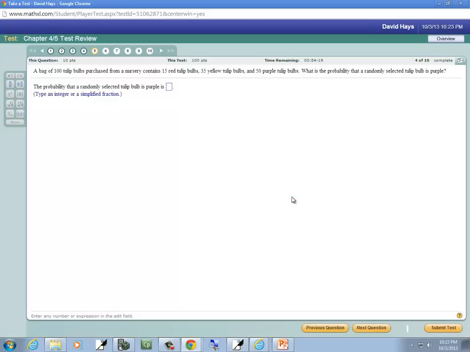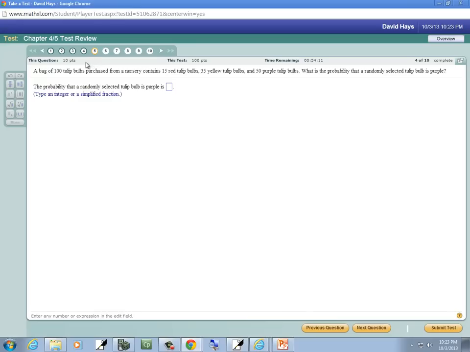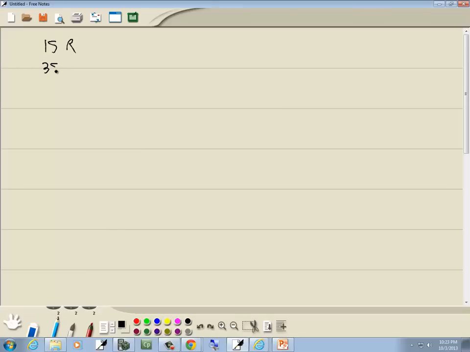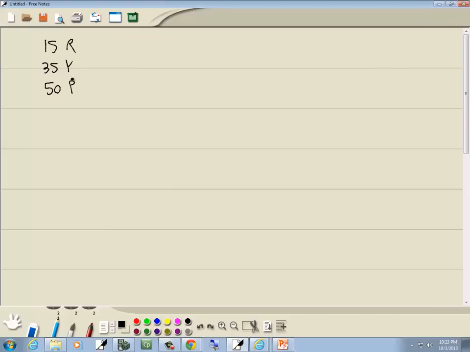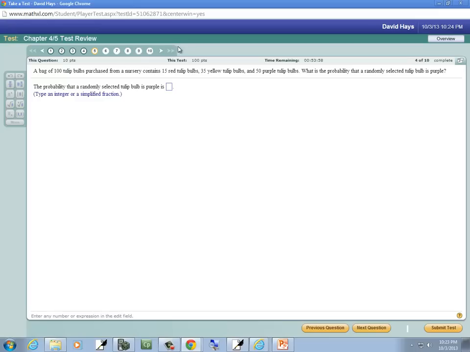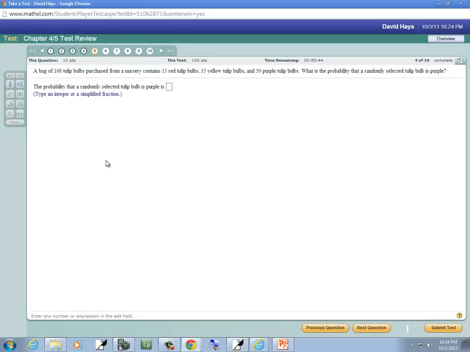This says a bag of 100 tulip bulbs purchased from a nursery contains 15 red, 35 yellow, 50 purple, and 100 total. What is the probability that a randomly selected tulip bulb is purple? A randomly selected, so we're selecting one. Well, there's 100 total, so that's what goes down below, and there's 50 purple. So that'd be 50 over 100. Now it says type an integer or a simplified fraction.